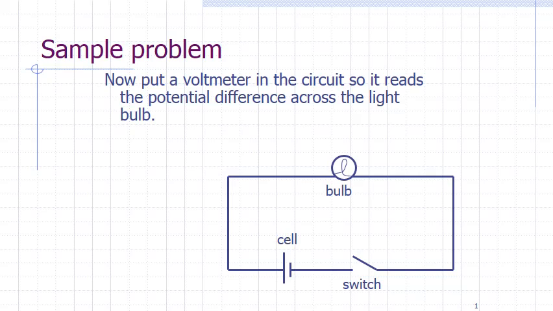All right, so now put a voltmeter in the circuit so it reads the potential difference across the light bulb. And what this would look like would be something like this. We take a voltmeter and place one wire on one side, the other wire on the other side, and we can get the voltage. And we'll look at how voltmeters work. You don't want any influence really with the voltmeter, and so the voltmeter is going to have an extremely high resistance so as to not affect the circuit.